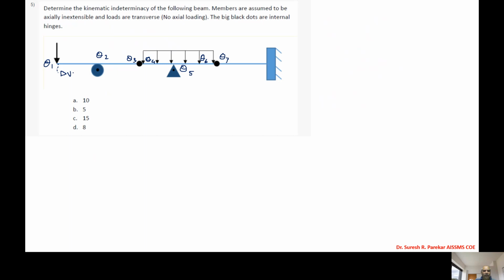Then we have delta V1. Then here also we have vertical displacement, which will be delta V2. And this also we have vertical displacement, delta V3. So we have theta 7 and delta 3. So total we have 7 plus 3, and that is equal to 10. So we have option A. So option A, DK is equal to 10.